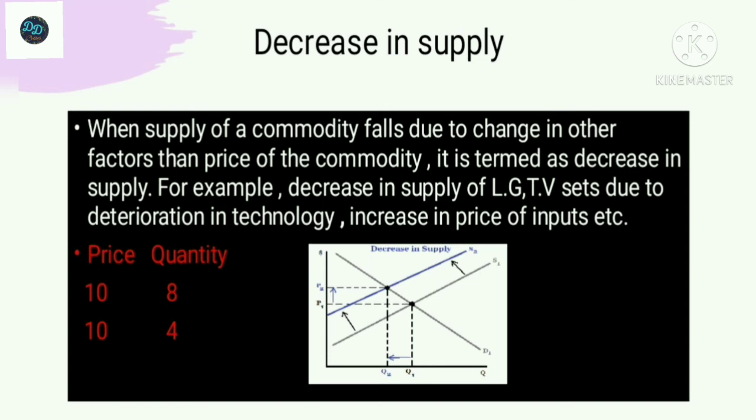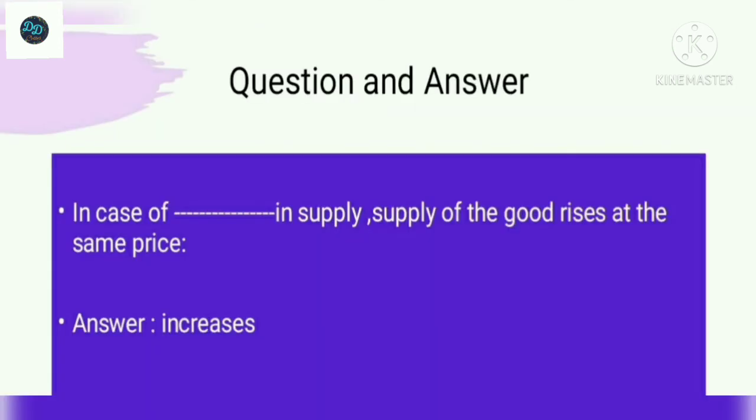I hope you all understand change in quantity supplied and change in supply. Now it is your turn. In case of dash in supply, the supply of the good rises at the same price. The answer is increase. Thank you.